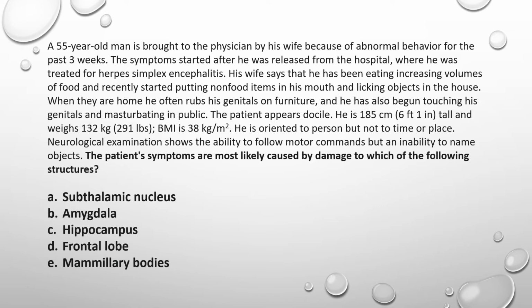The patient appears docile. He is 185 centimeters tall and weighs 132 kg. BMI is 38 kg per meter square. He is oriented to person but not to time or place. Neurological examination shows the ability to follow motor commands but an inability to name objects. The patient's symptoms are most likely caused by damage to which of the following structures? Pause the video and think of the answer.